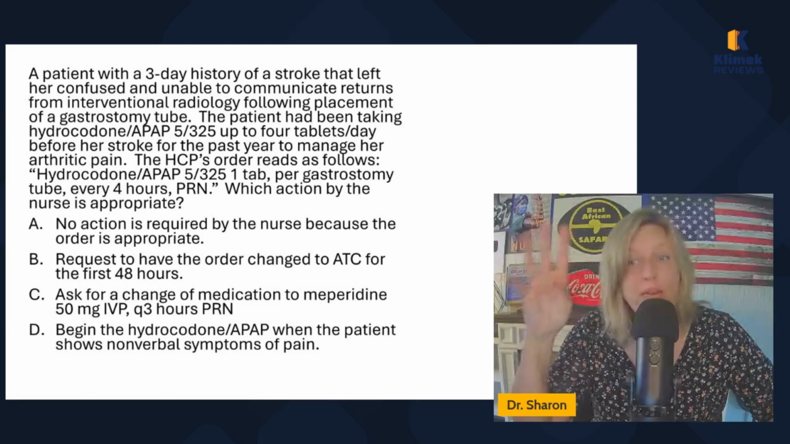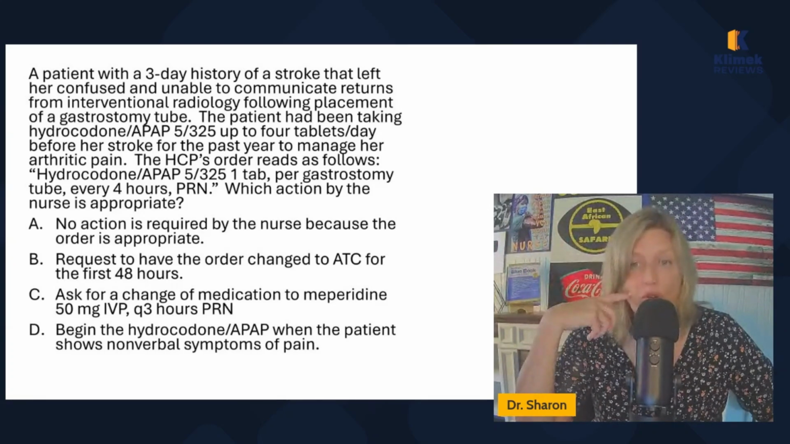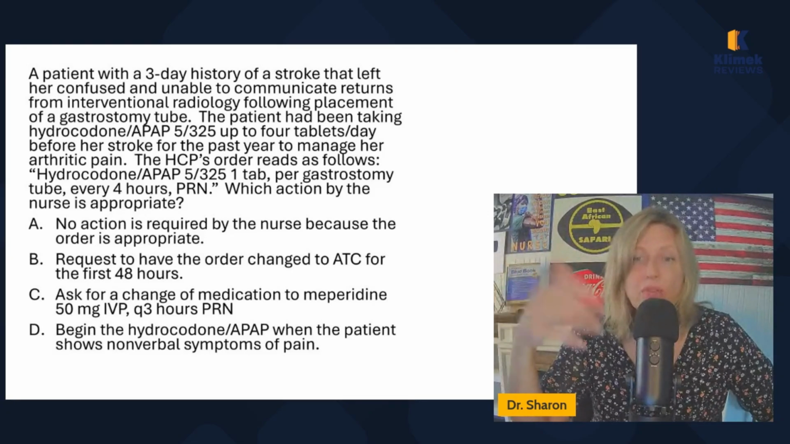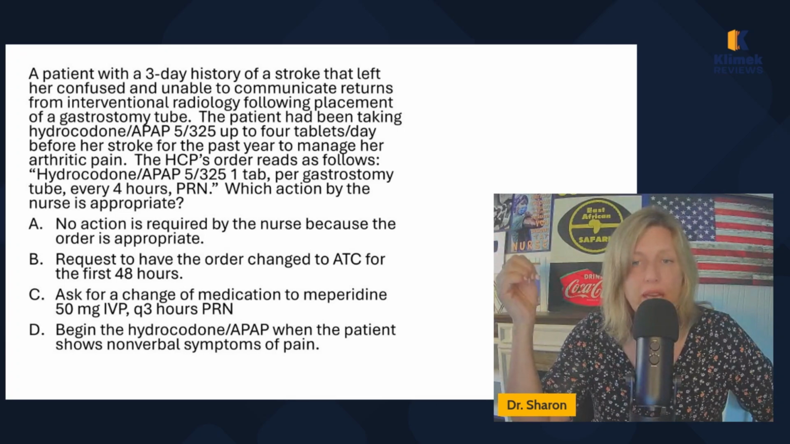Up to 4 tablets a day, not every 4 hours, but 4 tablets a day before her stroke for arthritis. So before she had her stroke, she was taking these tabs, hydrocodone, acetaminophen for arthritis, 4 tabs a day. The HCP orders read as follows: hydrocodone, APAP, same dose, 1 tab per G tube every 4 hours.